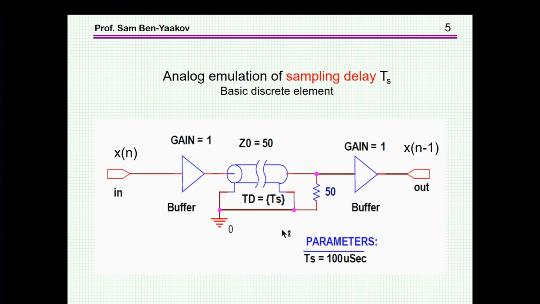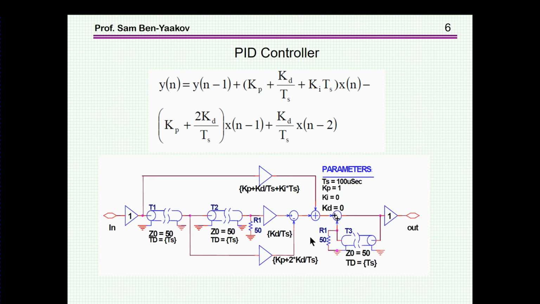So what we have here is basically an analog representation of a signal that goes in, and what we see at the output is a delay of this signal. That is, this signal is delayed by n minus 1 in the discrete domain, and here it will be by the delay time of this line, which in this particular case is defined as 100 microseconds because it's a parameter. So this is the key element that we need in order to convert the digital PID into an analog equivalent. So let's see how we do it.